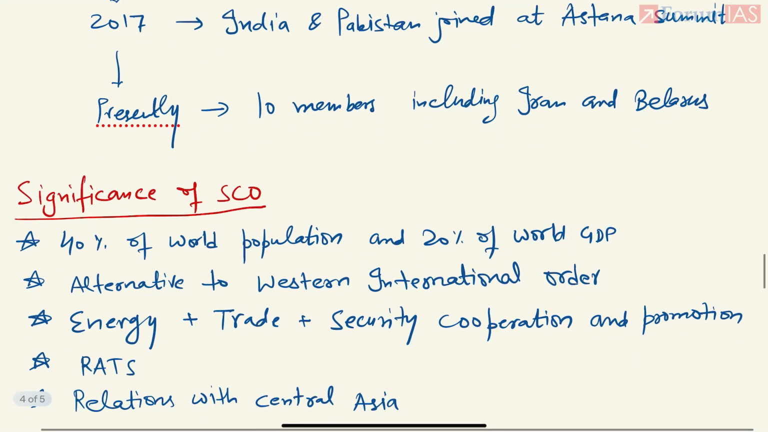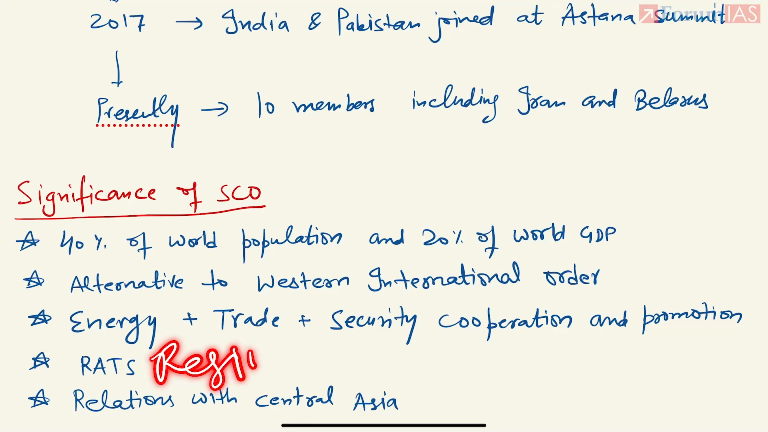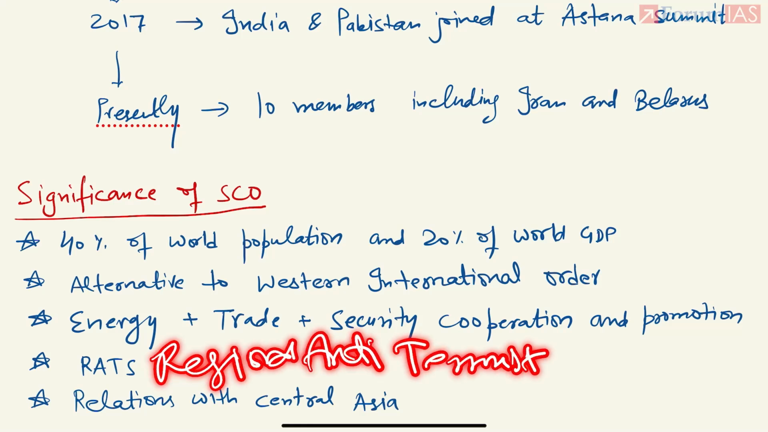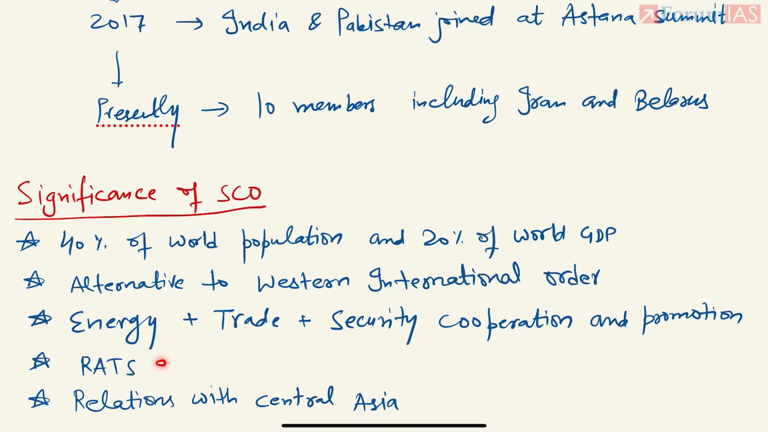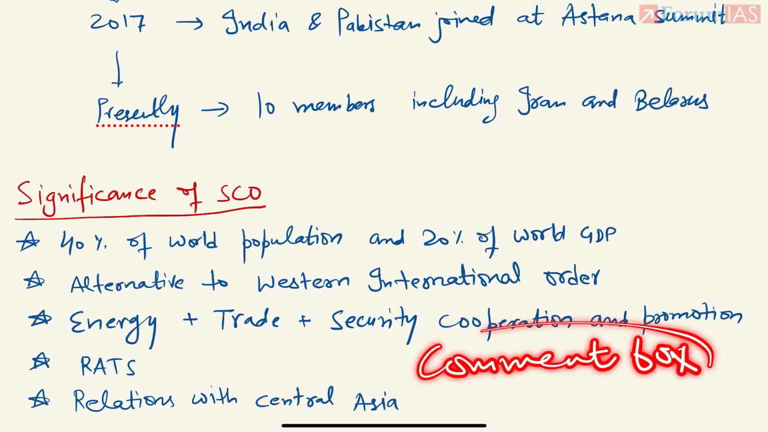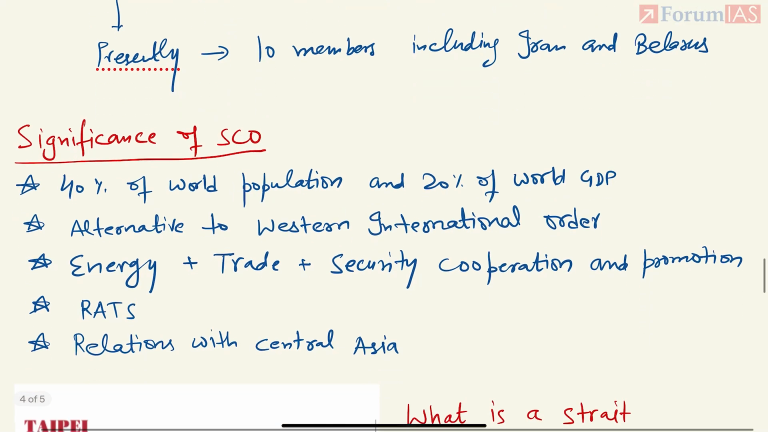Now there are various arrangements in SCO regarding energy, trade and security cooperation. One is RATS also, Regional Anti-Terrorist Squad. What it does, it basically fights terrorism. Where is the headquarters? Write the headquarters of RATS in the comment box.